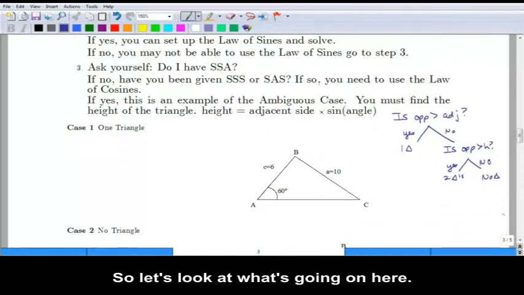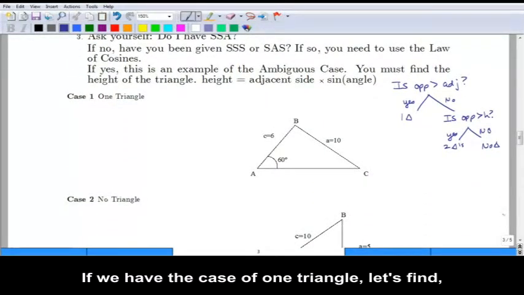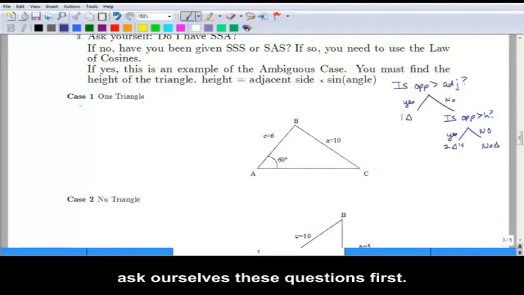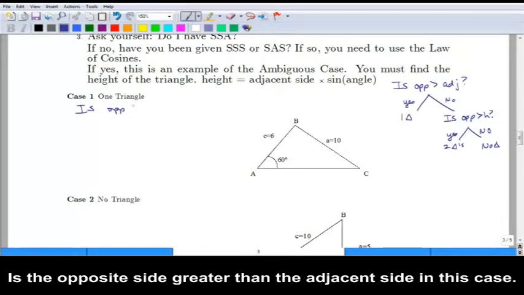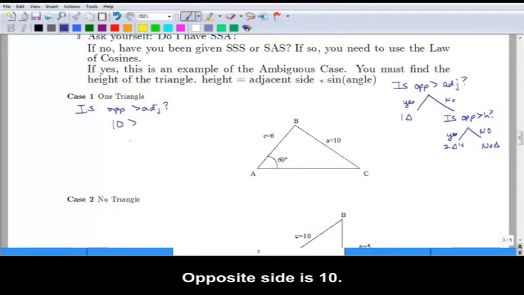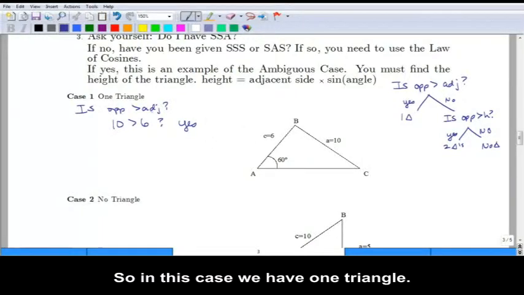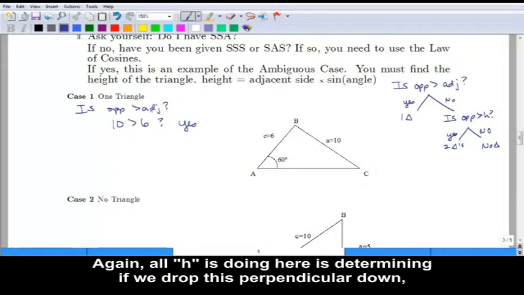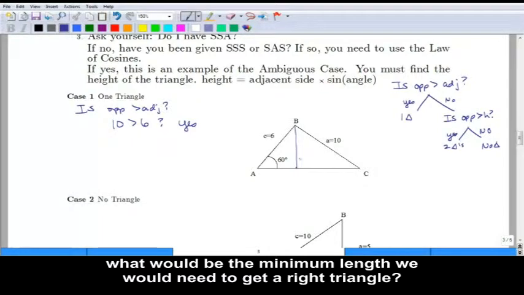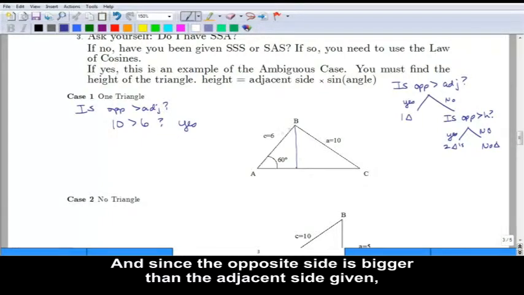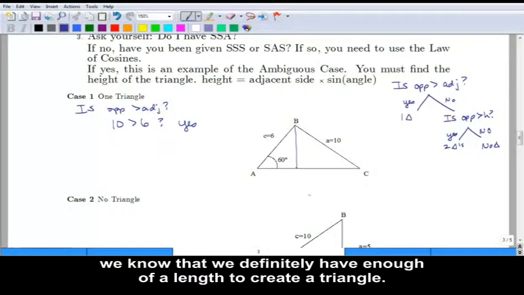So let's look at what's going on here. If we have the case of one triangle, let's ask ourselves these questions first. Is the opposite side greater than the adjacent side in this case? Opposite side is 10. Is that greater than 6? Yes. So in this case, we have one triangle. We don't have to worry about calculating h. Again, all h is doing here is determining, if we drop this perpendicular down, what would be the minimum length we would need to get a right triangle. And since the opposite side is bigger than the adjacent side given, we know that we definitely have enough length to create a triangle.